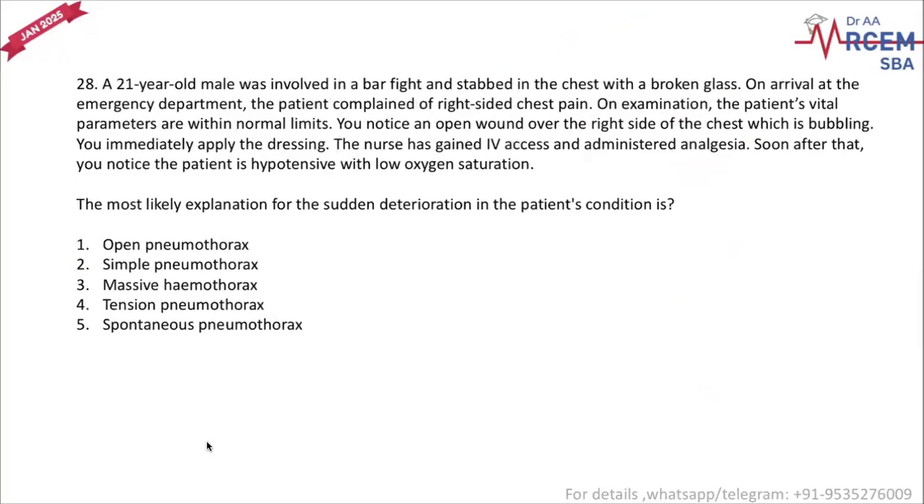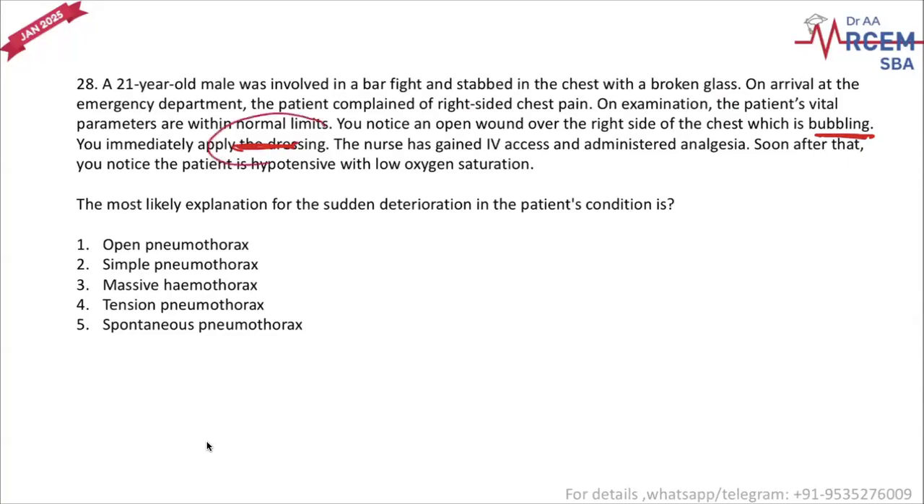A 21 years old male was involved in a bar fight, stabbed in the chest with a broken glass. On arrival at the ED, the patient complained of right chest pain. On examination, the patient's vital parameters are within normal limits. You notice an open wound over the right chest and bubbling. This is the important term. Bubbling is present. You immediately apply the dressing. The nurse has gained IV access and administered analgesia. Soon after, you notice that the patient is hypotensive with low saturation levels. What is the most likely explanation for the sudden deterioration in the patient's condition?